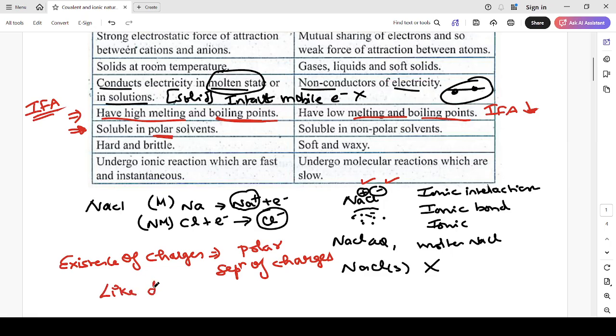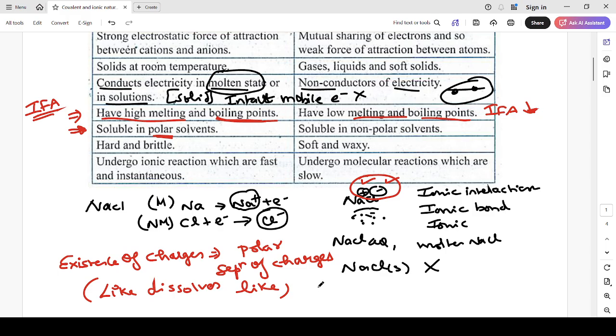Like dissolves like. You will be friends with the person who has a similar mentality as you. For example, if you love to play cricket, you will love to have friendship only with the person who loves cricket. You won't go and make friendship with the person who is playing chess. Same happens here. Since this is polar, it will dissolve in polar solvents only.